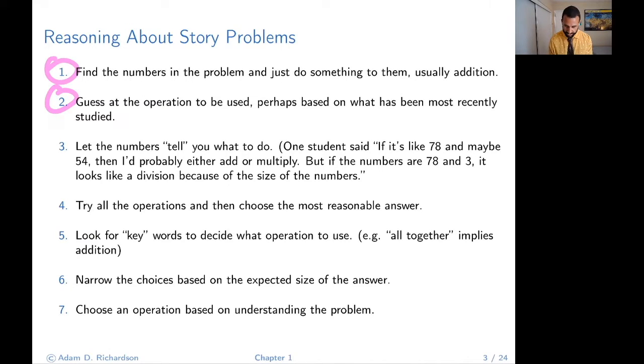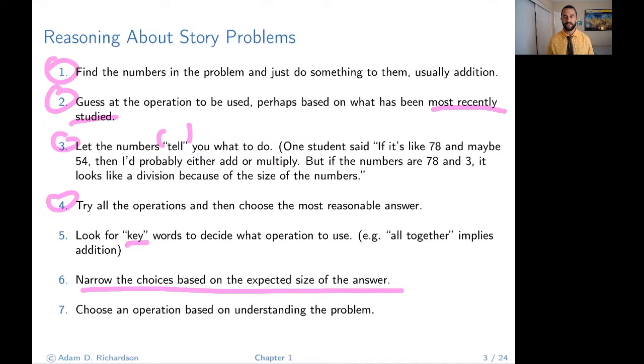Guess at the operation to be used based on what we've been studying. Oh, this has got to be division because we were just talking about division today, so this has to be a division problem. Let the numbers, quote unquote, tell you what to do. The size of the numbers indicate that, maybe they wouldn't give us a question this hard, so it's got to be division if it looks this way. Those kinds of strategies, right? Try all the operations and then choose the most reasonable answer. Look for keywords. Narrow the choices based on the expected size. But yeah, all of these previous ones, 1 through 6, they don't actually involve understanding the problem itself at all.